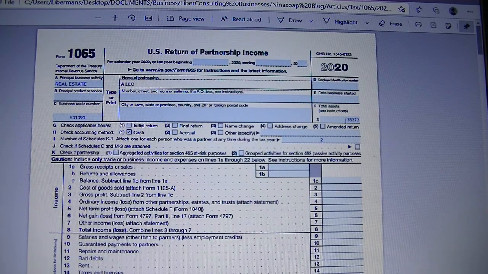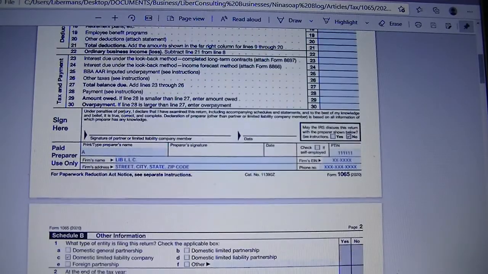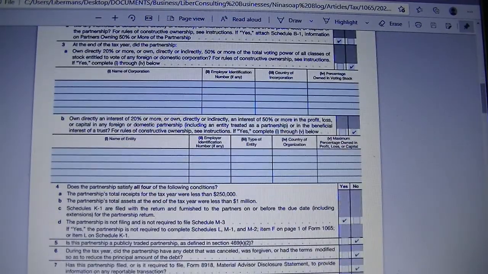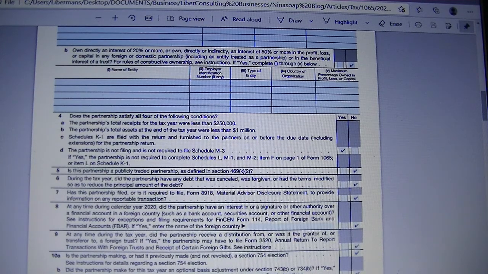Depending on how you answer question 4 on Schedule B, I believe on page 2 or 3, you may not need to complete item F. So, does the partnership satisfy all 4 of the following? If your total revenue is less than $250,000 for the year, and your total assets for the partnership are less than $1 million, and you are going to give the partners their Schedule K-1 on time, and you are not required to file Schedule M-3, then yes is the box you will check.